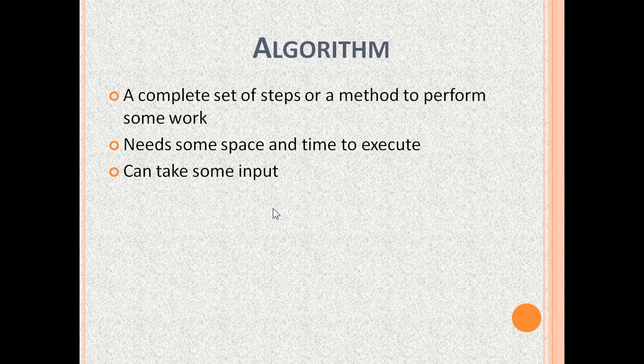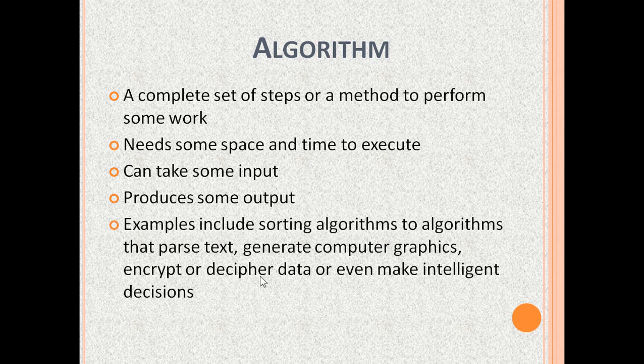An algorithm typically takes some input. An algorithm produces some output. Numerous algorithms are used in computer science. These range from simple algorithms like various sorting algorithms to algorithms that parse text, generate computer graphics, encrypt or decipher data, or even make intelligent decisions.